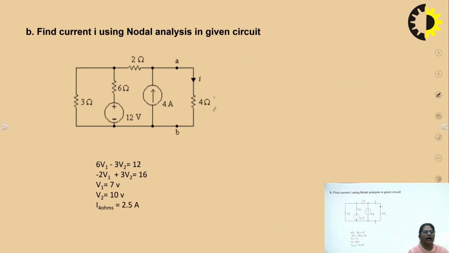Find the current I using nodal analysis in the circuit shown. For the circuit shown here, we need to find the current I, the current flowing in this 4 ohms, using nodal analysis. Now, once again, for the nodal analysis, we need to know how many junctions are present in this particular network. So, the number of junctions, and we'll also assign the junction voltages.